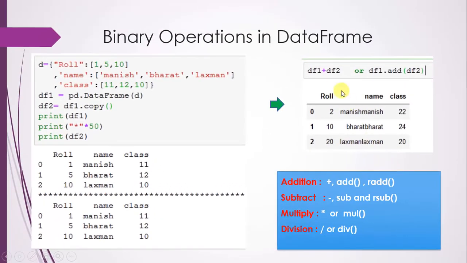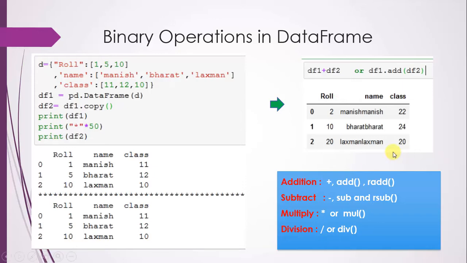Now, binary operation in DataFrame. This is our second goal. Now here, what does binary operation mean? Binary operations are the operations which require two operands in the operator. So if an operator requires two operands and gives a result, then it is said to be a binary operation.